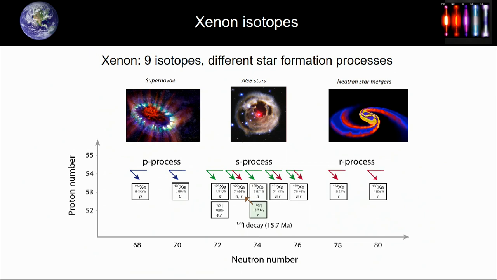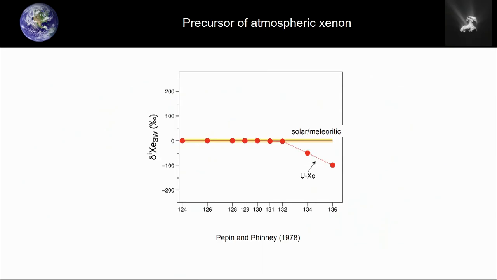It has 9 isotopes. Some of them are produced by the p process, the s process, which is the slow neutron process, and the r process, the rapid neutron process. Now, there was a problem for very long with terrestrial xenon. The problem is that the atmosphere contains xenon that is different from whatever you can find in any other place of the solar system.